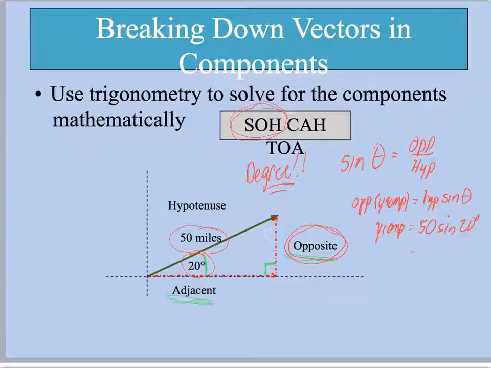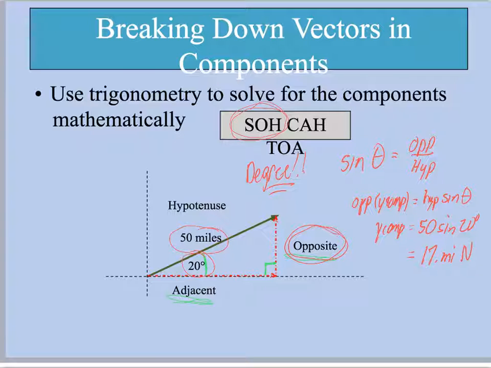And when you do 50 sine of 20, you get 17. And what unit would that be? Well, that would be miles. And that's going to be north. 17 miles north. And then to find the adjacent side, we have a couple of options.